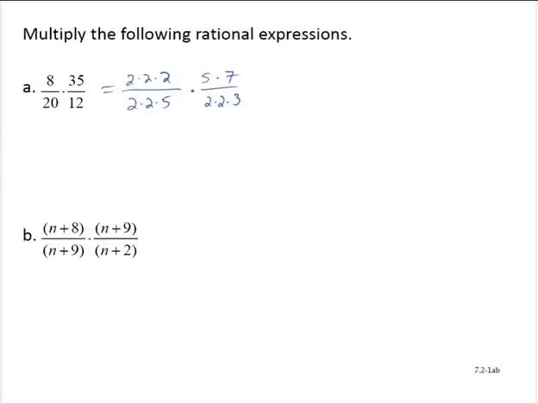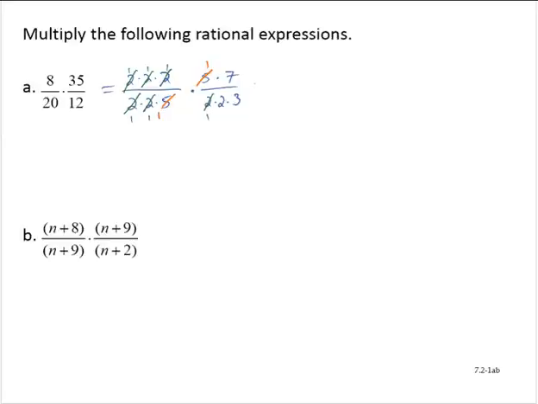So notice I have 1, 2, 3 factors of 2 in common, so I'm allowed to remove them. 1, 2, 3, 1, 2, 3. And each time I'm doing this, I'm really replacing them with ones. There's also a factor of 5 in common. So let me remove that factor of 5. And again, I'm really replacing them with ones.